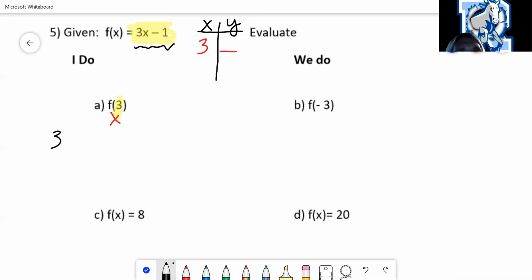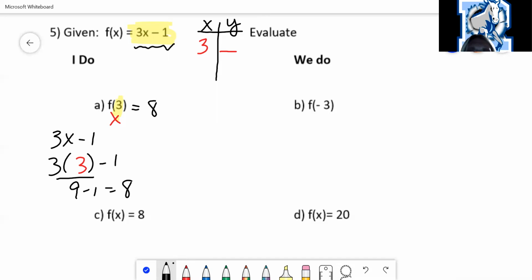So 3x minus 1, and I'm going to put 3 in here for X. And then I can evaluate. 3 times 3 is 9, minus 1 is 8. So my answer is 8. If you put it in the calculator, you could have easily looked to see when X was 3 and you would have found that Y was 8. So you can do it by hand or you can do it in the calculator. Why don't you pause the video and try and do the next one?